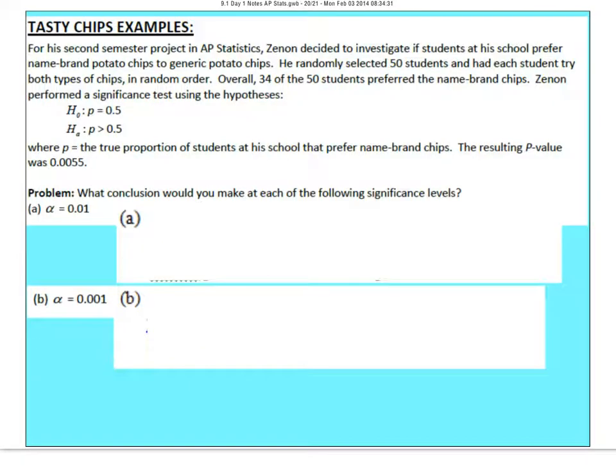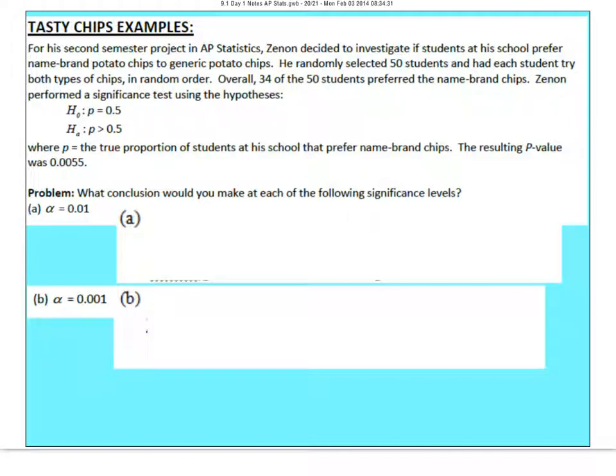Let's look at one final example called Tasty Chips. For his second semester project in AP Stats, Zenon decided to investigate if students at his school prefer name brand potato chips to generic. He randomly selected 50 students and had each try both types of chips in random order. Overall, 34 out of 50 preferred the brand name chips. Zenon performed a significance test using the following hypotheses. His H sub O: the true population proportion is 50%. He believes it's going to be higher than 50%.